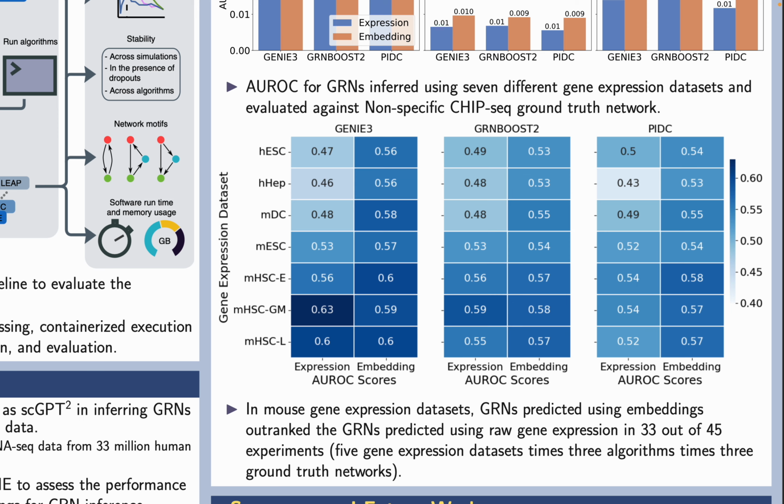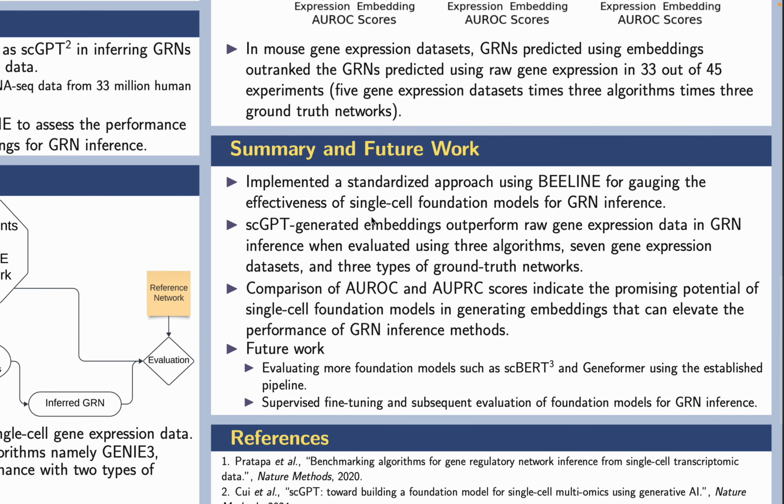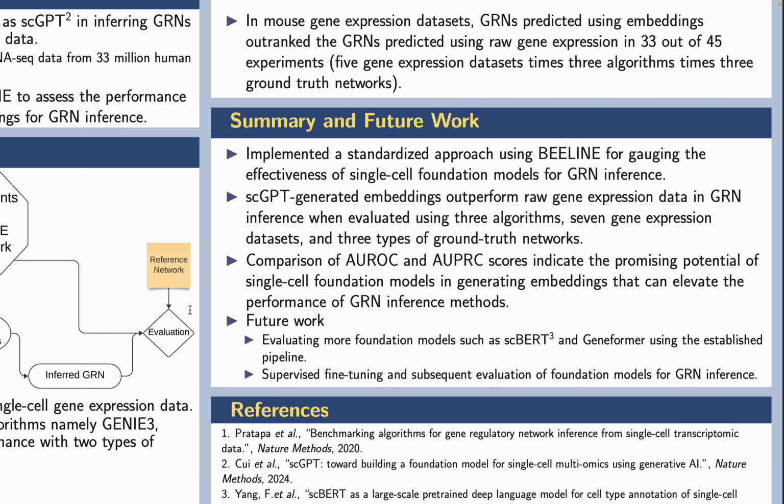As far as the summary and the future work is concerned, the study implemented a standardized approach using Beeline framework to evaluate the effectiveness of single-cell foundation models for gene regulatory network inference. The results show that the embeddings generated by the scGPT single-cell foundation model outperformed the use of raw gene expression data in GRN inference. This was demonstrated across the GRN inference algorithms GENIE3, GRNBoost2, and PIDC, 7 gene expression datasets also, and 3 types of ground truth networks, that is, STRING, non-specific ChIP-seq, and cell-specific ChIP-seq.